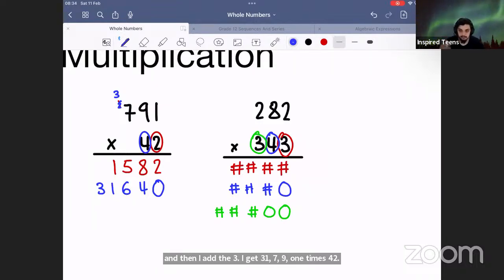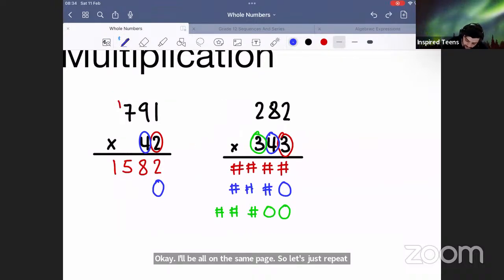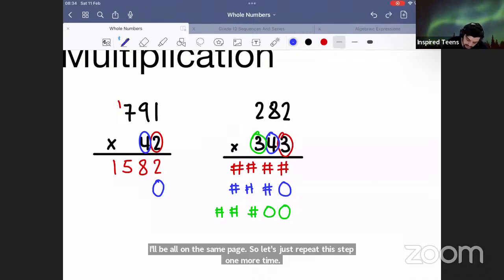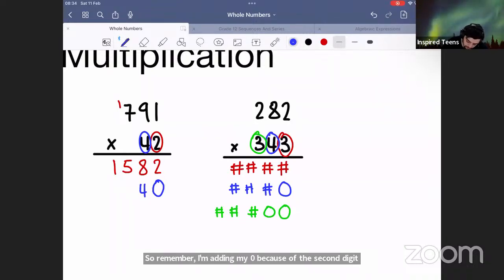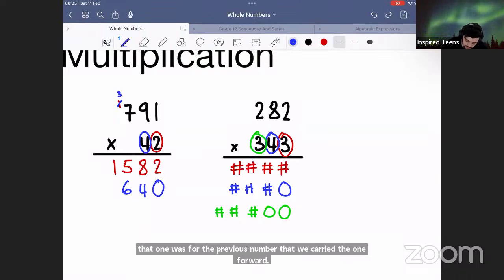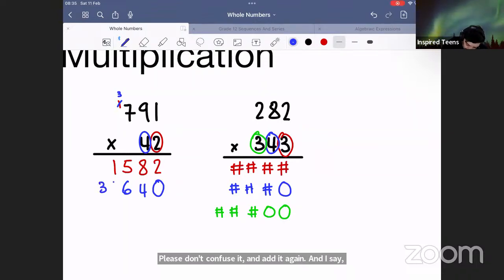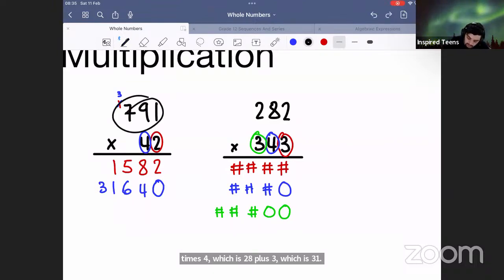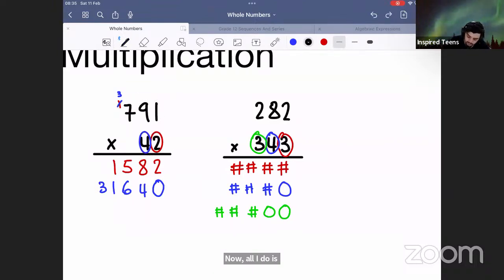Okay, I hope we're all on the same page. So let's just repeat this step one more time. So remember, I'm adding my 0 because of the second digit. Then I say 1 times 4. I say 9 times 4, 36. Write down the 6, carry the 3. Again, that 1 was for the previous number that we carried the 1 for. Please don't confuse it and add it again. Then I say 7 times 4, which is 28, plus 3, which is 31. Now, all I do is I've multiplied 791 by 2, and I've multiplied it by technically 40. So I can add these two.